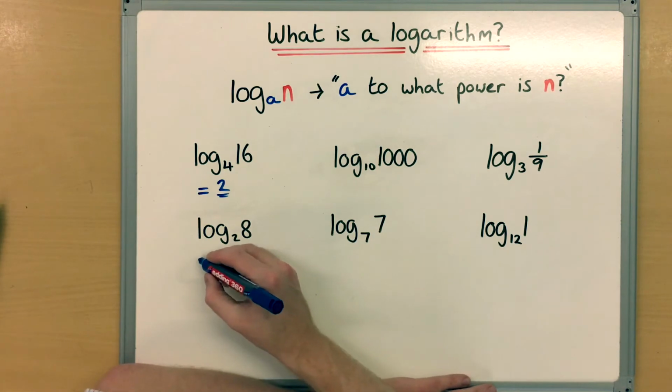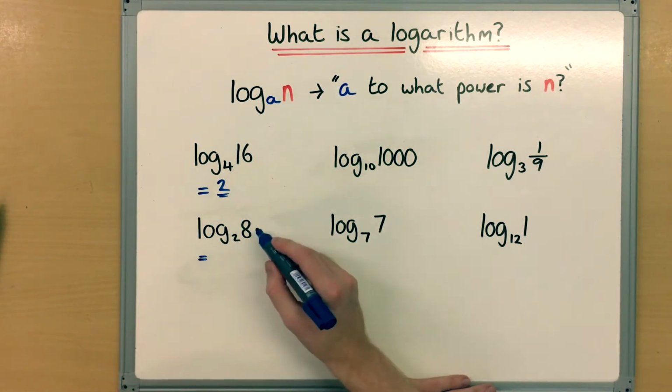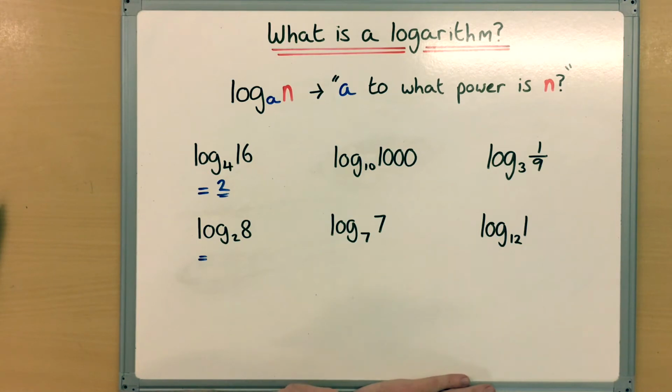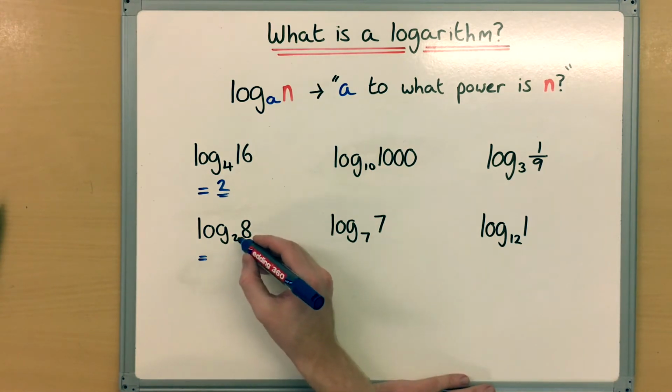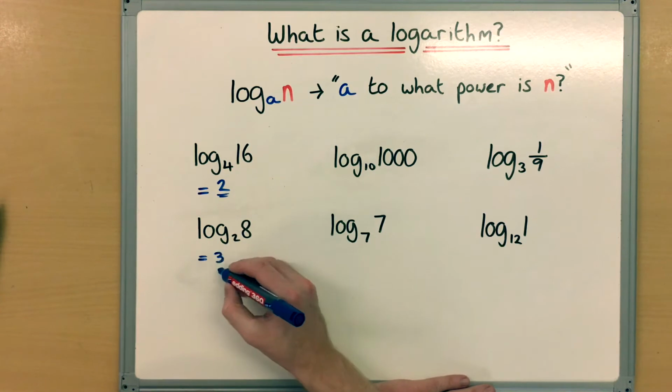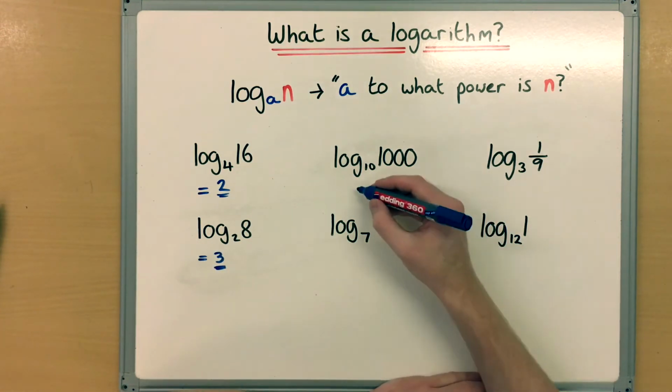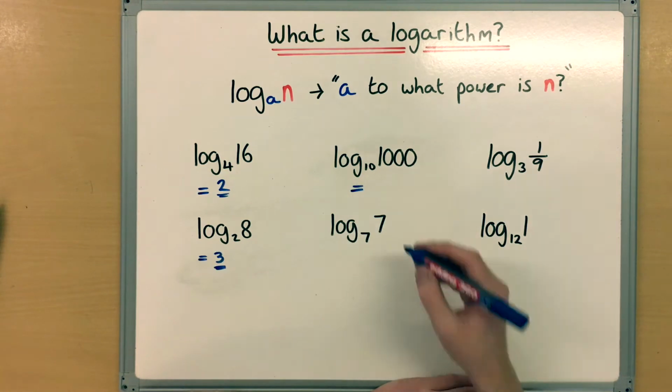Let's go here. Log to the base 2 of 8. 2 to the power of what is 8? The answer is going to be 2 cubed is 8. The answer is 3. Log to the base 10 of what is 1,000? The answer is, again, 3.